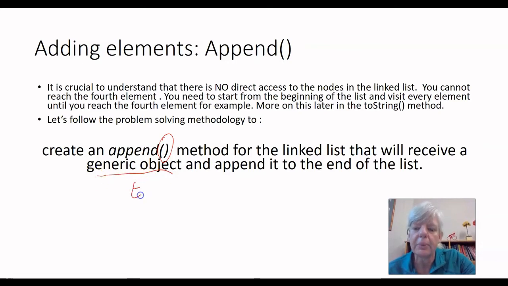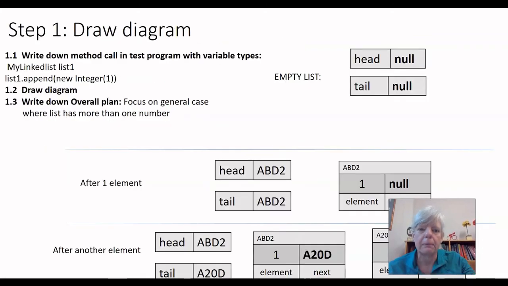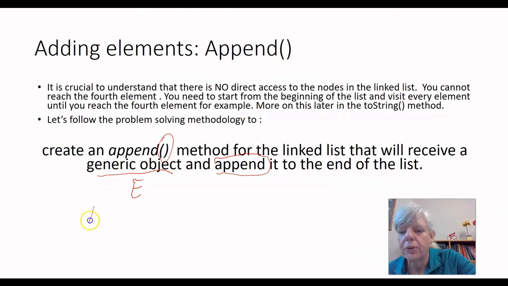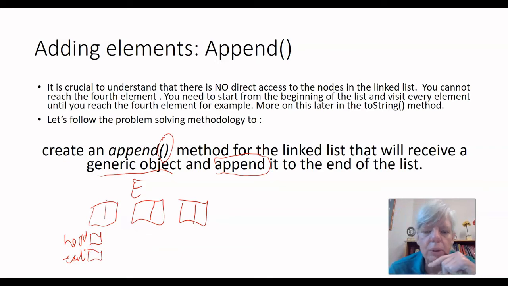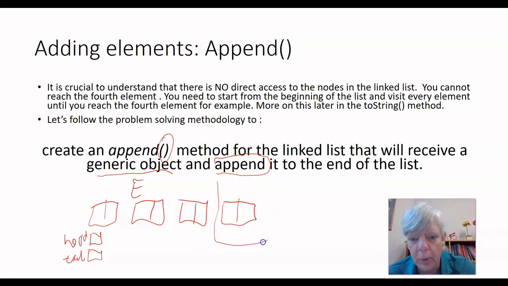Create a method called append for the linked list class that will receive a generic object. Why do we call it generic? Because it's of type E, and append it to the end of the list. What does append mean? Append means add at the back. So, before we go there, if I draw my very simple linked list, I want a head and the tail. I want to write a method that appends one. Bang, I want to add one. So this is now my new one.